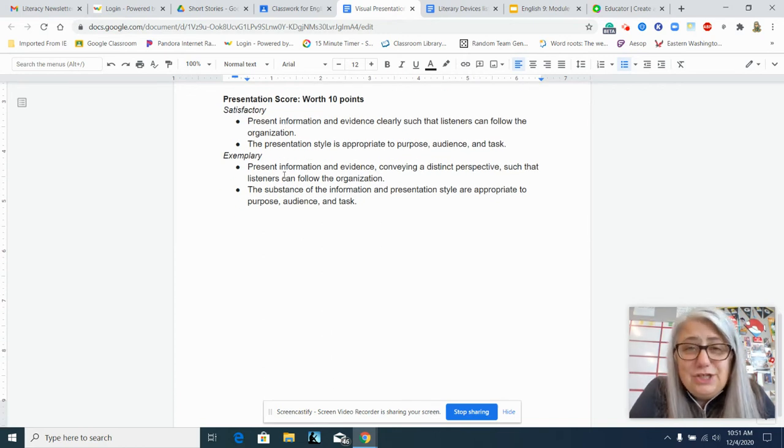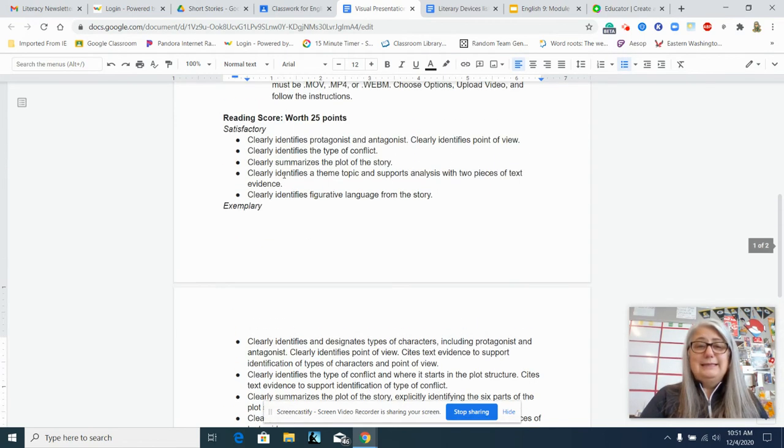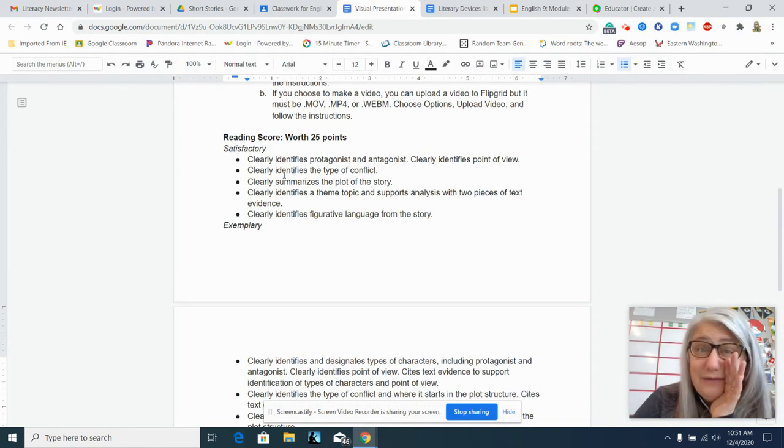For presentation, that's worth 10 points. A satisfactory means that you present the information and the evidence clearly so that listeners can follow your organization. Guess what? You've kind of been given the organization, right? If you follow in this order, that makes logical sense.